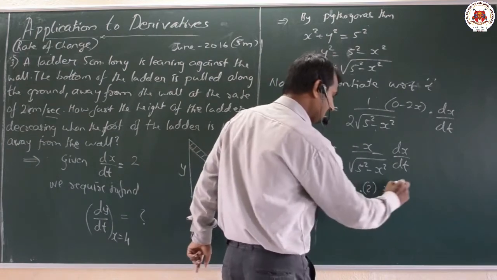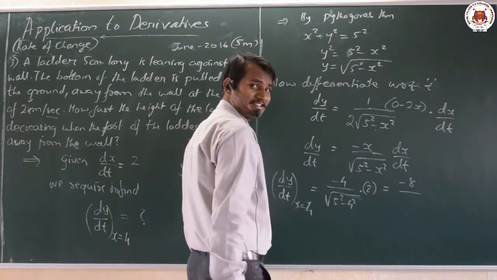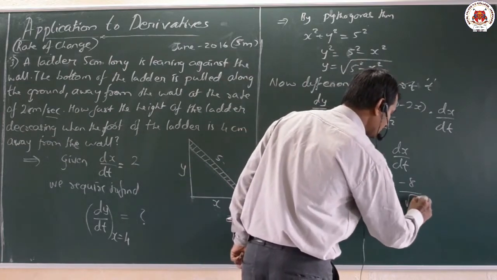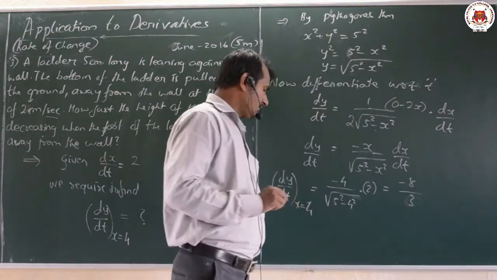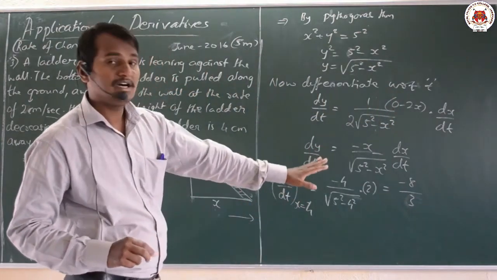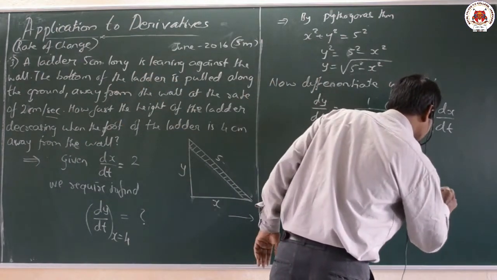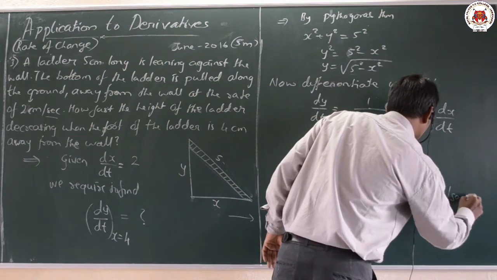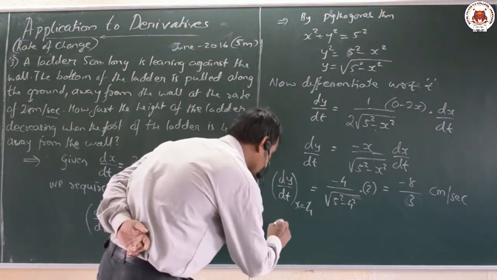So what do we get? Minus 8 divided by root of 25 minus 16. 25 minus 16 is 9, and root 9 value will be 3. So now we get the value minus 8 by 3, and the unit will be centimeter per second according to the given data. So what can we write as the conclusion here?